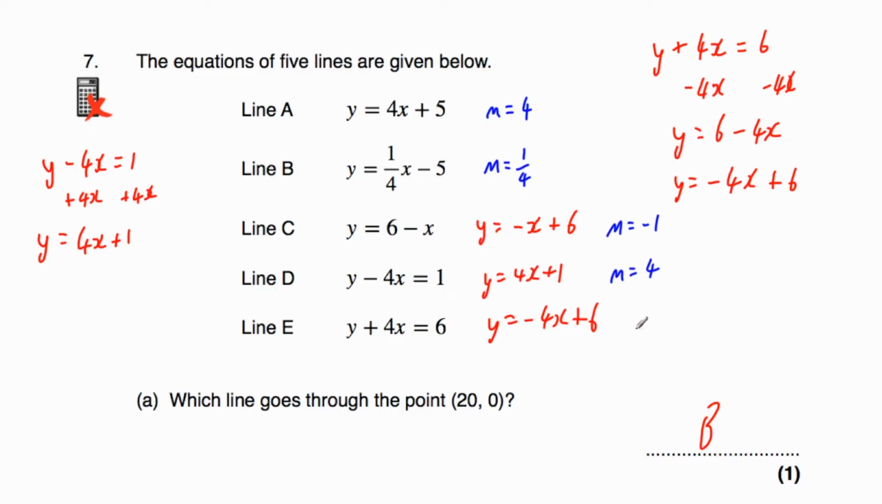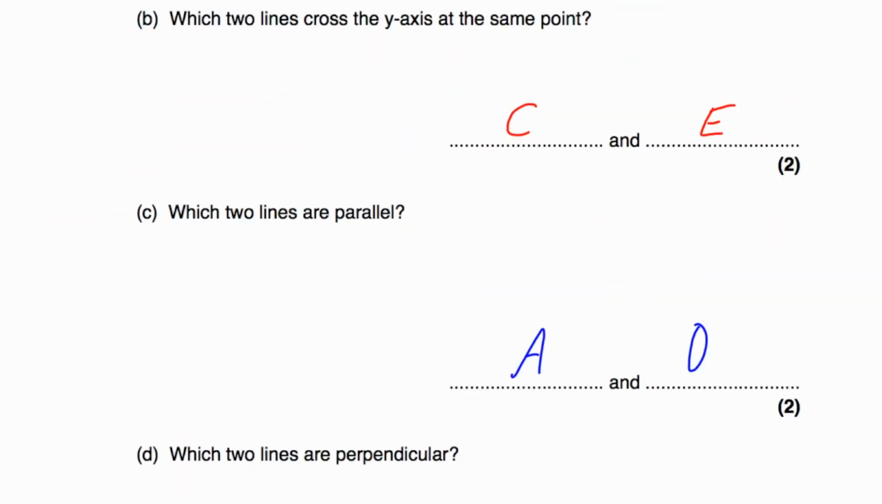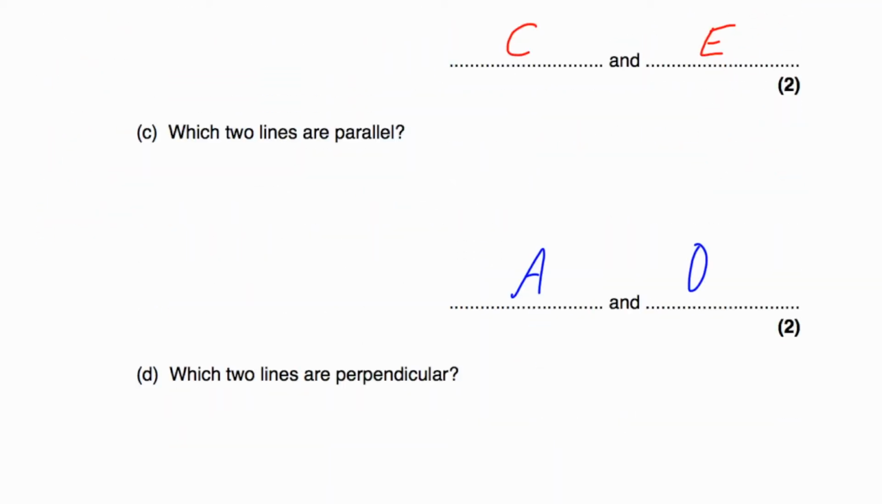And for the last line, m is equal to minus 4. Now, as you can see, the gradient of lines A and D are both equal to 4. So A and D are parallel because they've got the same gradients, so A and D. And finally, part D, which two lines are perpendicular?